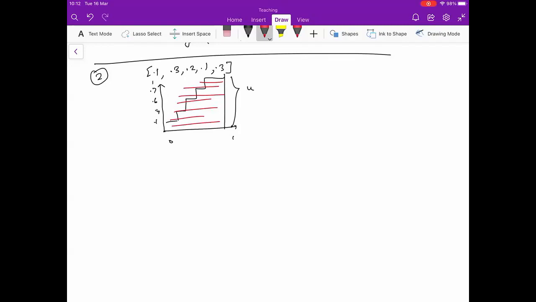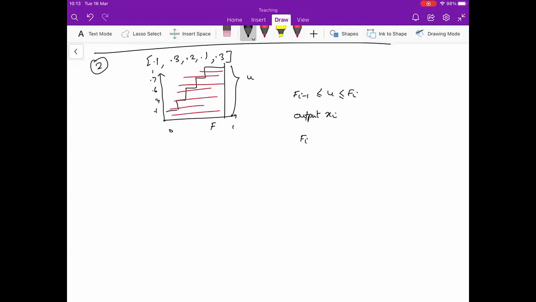This is the cumulative distribution F. If F sub i minus 1 is less than the uniform random variable, which is less than or equal to F sub i, then we output the discrete distribution value x sub i, where F sub minus 1 is defined to be 0. We've got to be careful about that. Okay, any questions on that? Yeah, that really was simple.